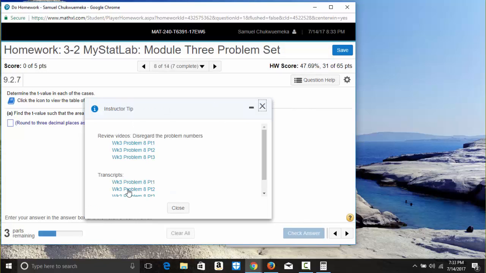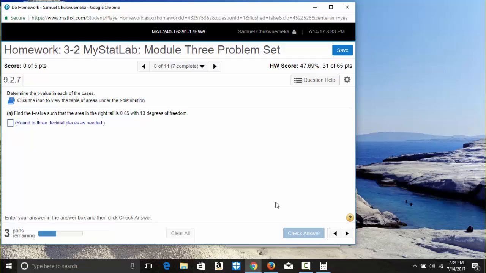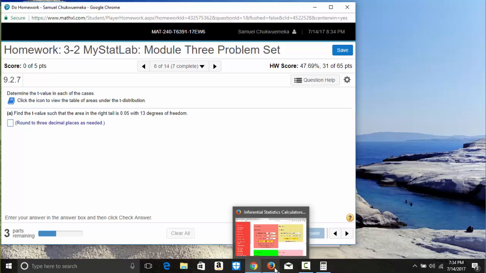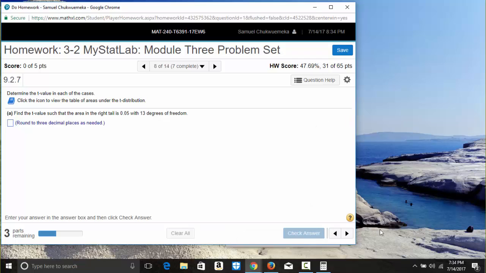Question 8, you can look at this later on. T-value. Determine the t-value in each of the cases. Critical t. So we are gonna do this with my calculator and then with StatCrunch. I will do it completely different questions so that you can know it well.